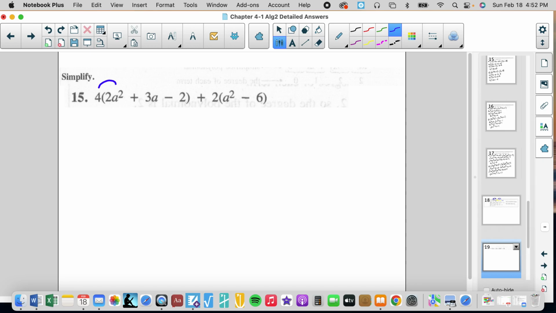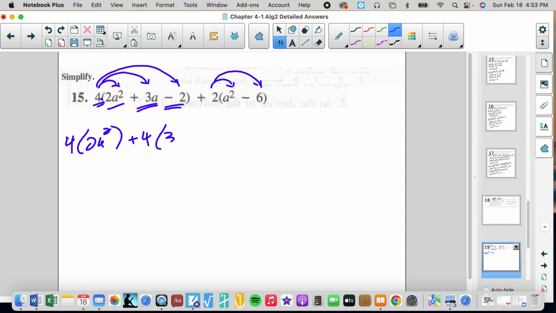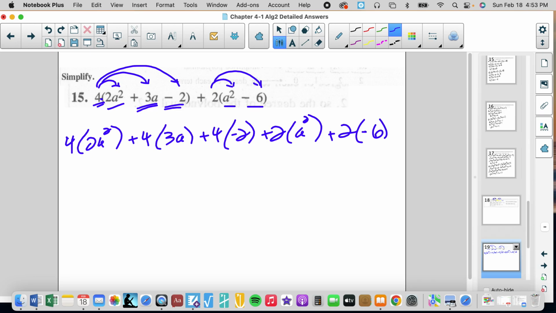So we're going to distribute this 4, because that says 4 times. We're going to distribute it to all 3 terms, 1, 2, 3 terms. And then we have this term that we're going to distribute out to each of those. Same thing. So we have 4 times 2a squared plus 4 times 3a plus 4 times negative 2, plus 2 times a squared plus 2 times negative 6. That's a negative 6, that's an a squared.